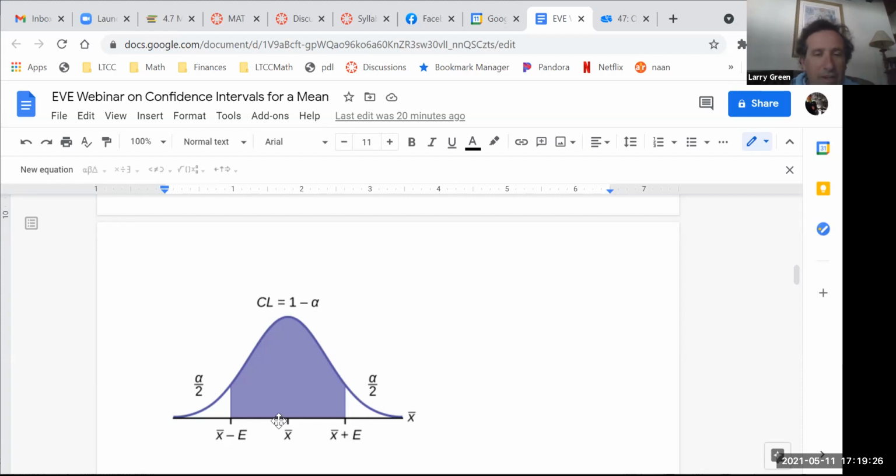The only thing you can do? Yeah, increase the sample size. Because if you increase the sample size, the standard error goes down. So if, for example, for the vaccination, they increased the sample size because they wanted that high level of confidence and they wanted a small error.